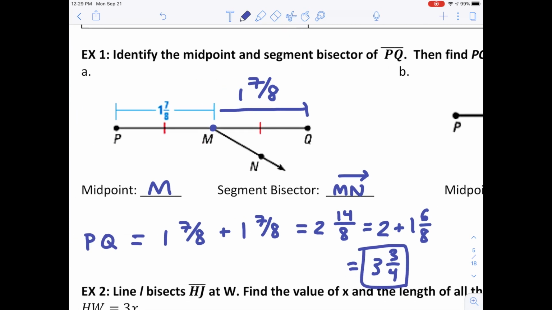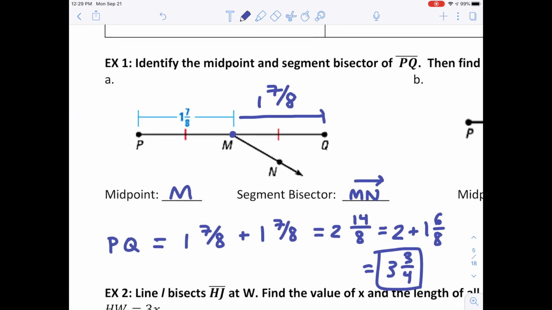So that's just adding with mixed numbers practice, something you probably haven't seen in a while. But again, 1 plus 7/8 and 1 plus 7/8 gives me 2 and 14/8. 14/8 as a mixed number is 1 and 6/8. So then I can add that to the 2 I had before, and I got 3 and 3/4. You also could do those in a calculator, do it as a decimal approximation. I'm not going to be super picky.